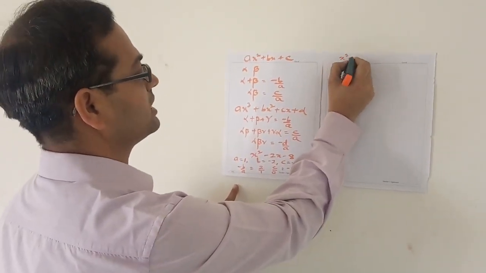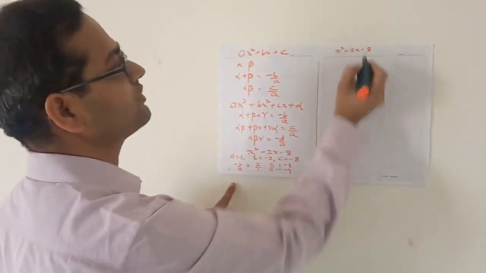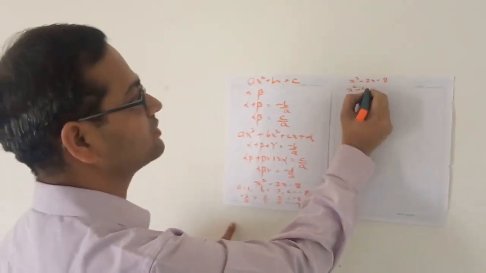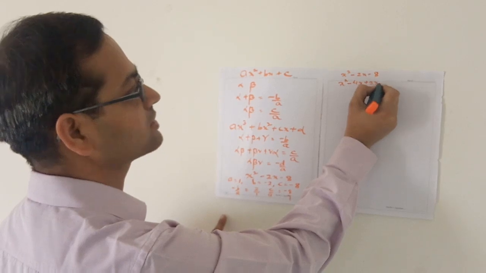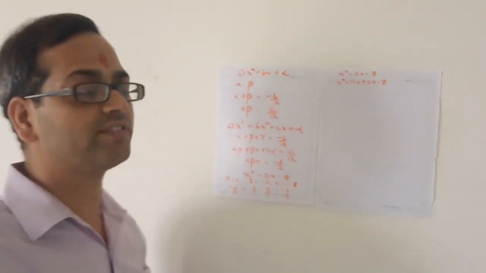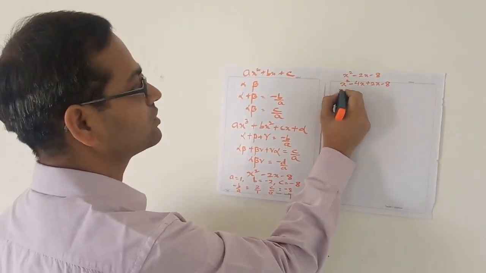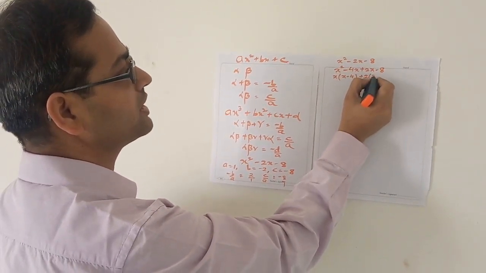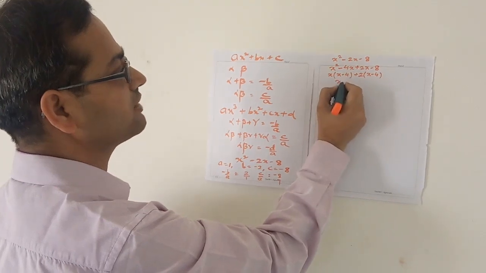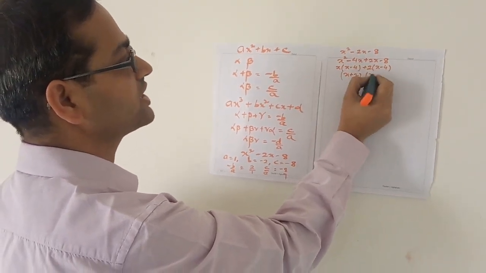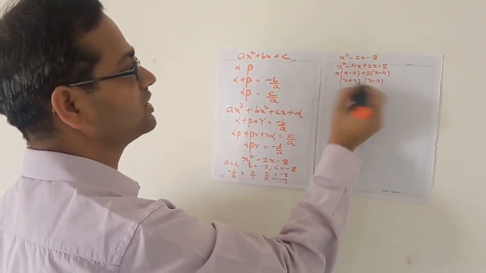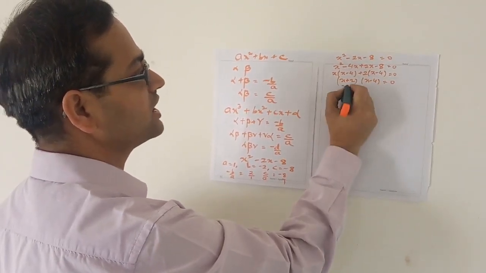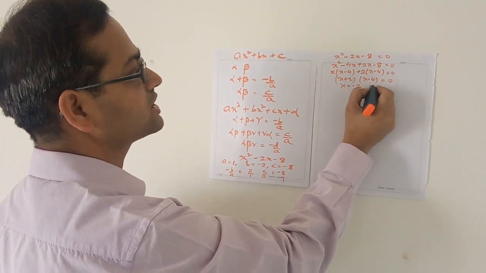For x square minus 2x minus 8, if you go by factorization, you will have x square minus 4x plus 2x minus 8. I have used middle term factorization over here. So it would be x minus 4, then we take 2 common, it would be another x minus 4. So we are getting x plus 2 and the second one is x minus 4. If we equate this to 0, then you will get the two roots as x is equal to minus 2 and x is equal to 4.